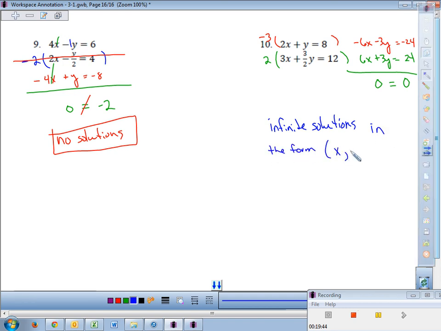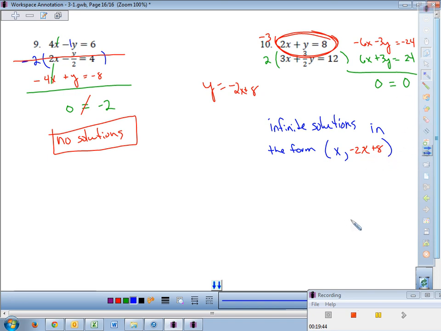x, comma, I got to know what y equals. Well, that means I got to take one of these equations and solve them for y. I think this would be the easiest one to solve for y. That would make y equal negative 2x plus 8 is what you do. So whatever y equals goes in right here. Negative 2x plus 8 is what y equals, so it goes in the ordered pair right there.